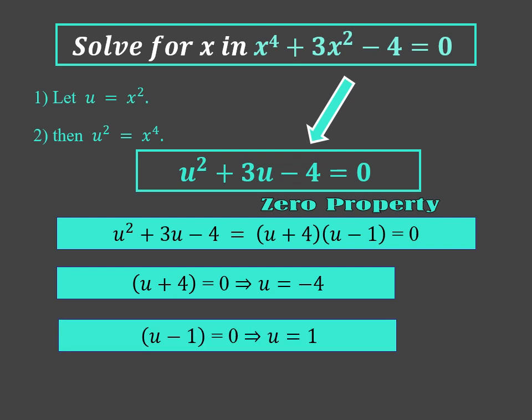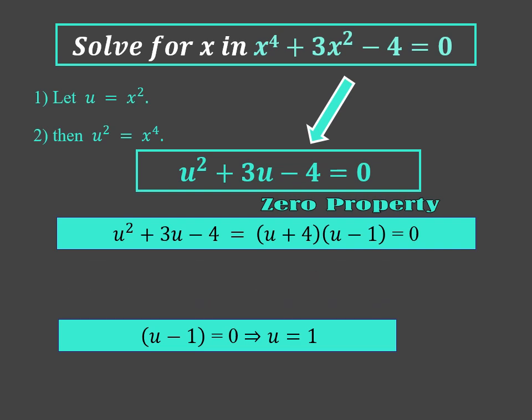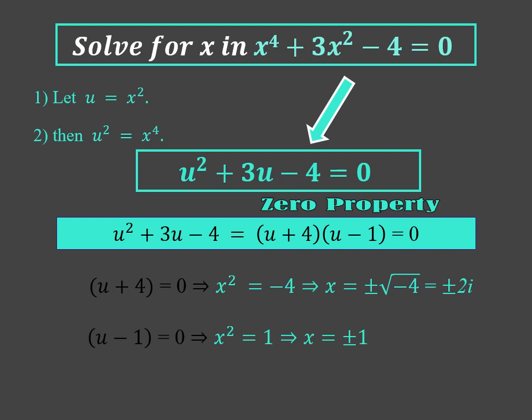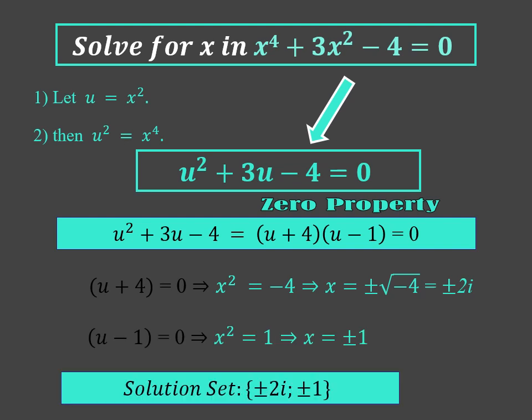But keep in mind we're solving for x. Now we're going to take out u and substitute x squared. Therefore, the solution is as such.